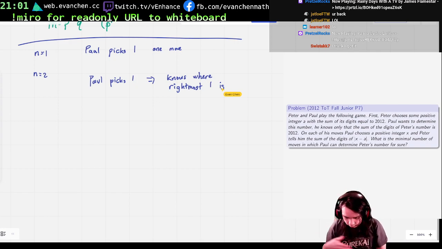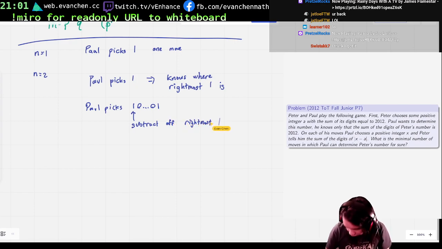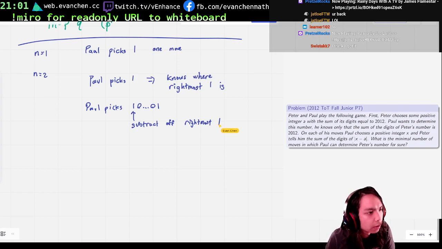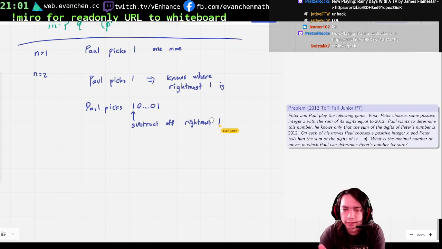So if n equals 2, and then Paul picks 1001. And this one should subtract off wherever the rightmost one is. Or it could be a 2, it doesn't matter. You can think of 2 as 2 ones stacked together. And that should work, right? Am I missing something? I feel like this should work. Subtract off 1. But it's because n equals 2 is so constrained that there's just not that many.